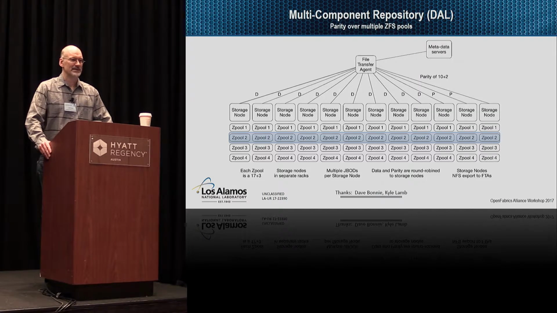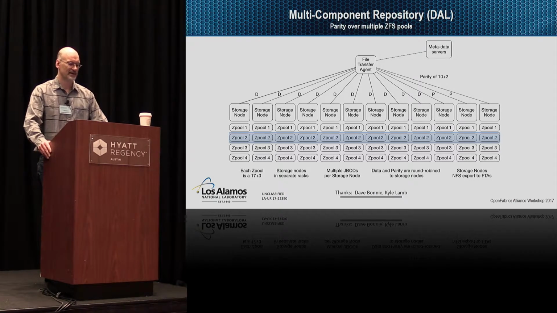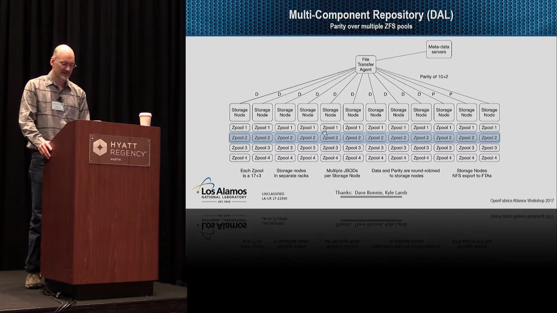But we wanted to replace the object store. It didn't seem to be performing quite the way we hoped, so we came up with this scheme for a multi-component repository where we're basically doing our own object store. Each of these columns here you could think of as a rack. It's got a storage node server basically and some JBODs that have ZFS zpools implemented, 17+3 in the production implementation. And in this case, there's 12 of them.